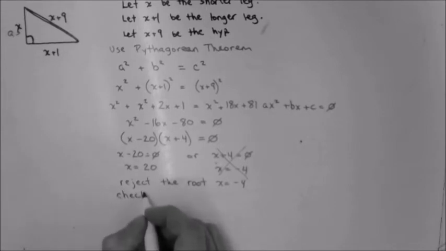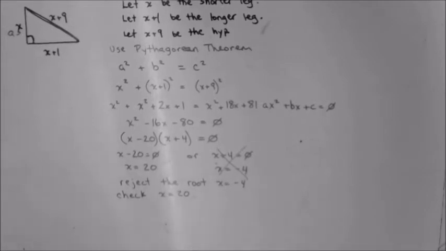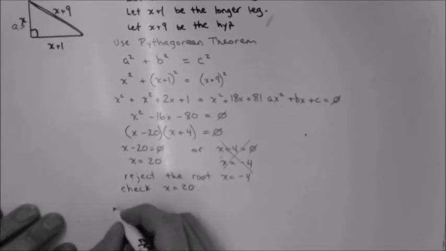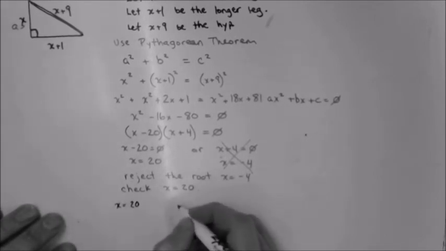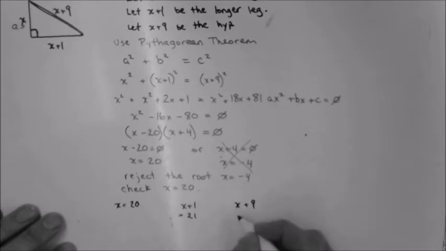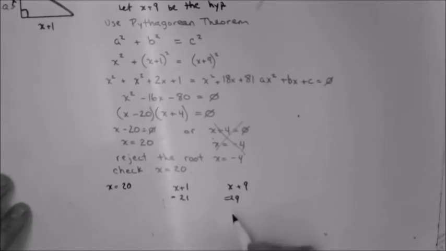And before we confirm anything, we're going to check x equals 20 to see if that actually satisfies and verify that it is a right angle, a right triangle. So if x is 20, then x plus 1 is 21, and x plus 9 is 29. We want to find out if this is actually a right triangle by, again, using Pythagorean Theorem.